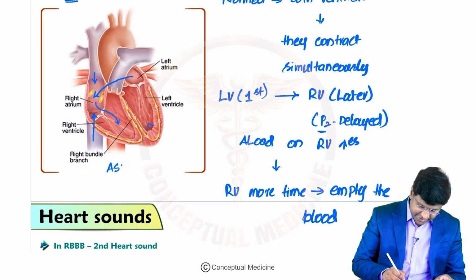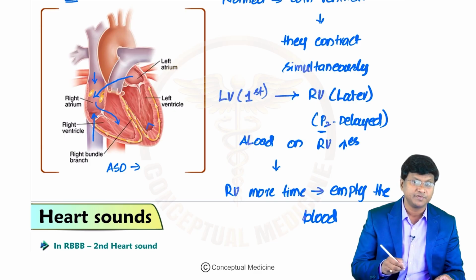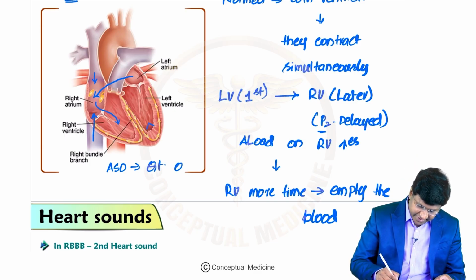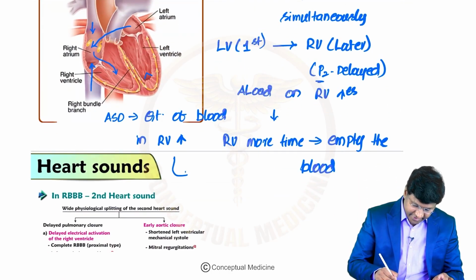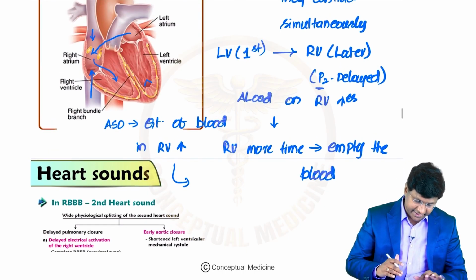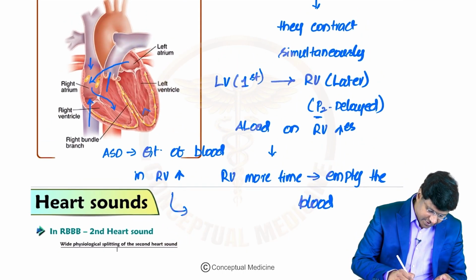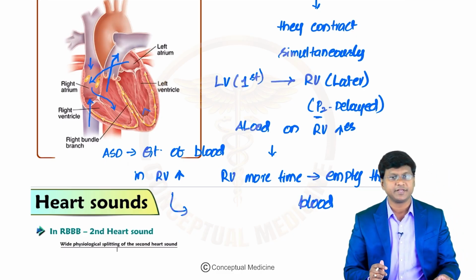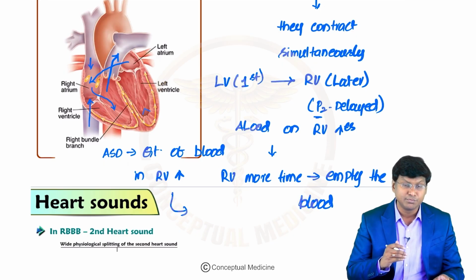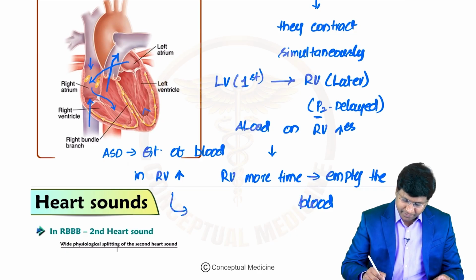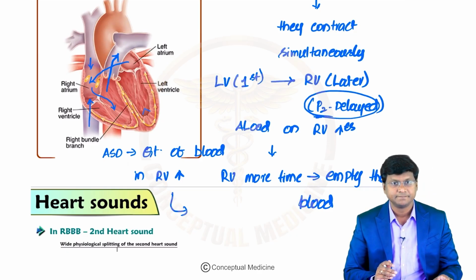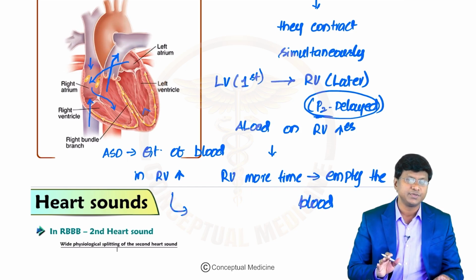So in patients with the ASD, what will happen to the quantity of blood in the right ventricle? The quantity of blood in the right ventricle increases. So as the quantity of blood in the right ventricle increases, the right ventricle takes more time to empty the blood into the pulmonary artery. So thereby what will happen to your P2? The P2 will be delayed. So these are all the conditions where you will have delayed P2.